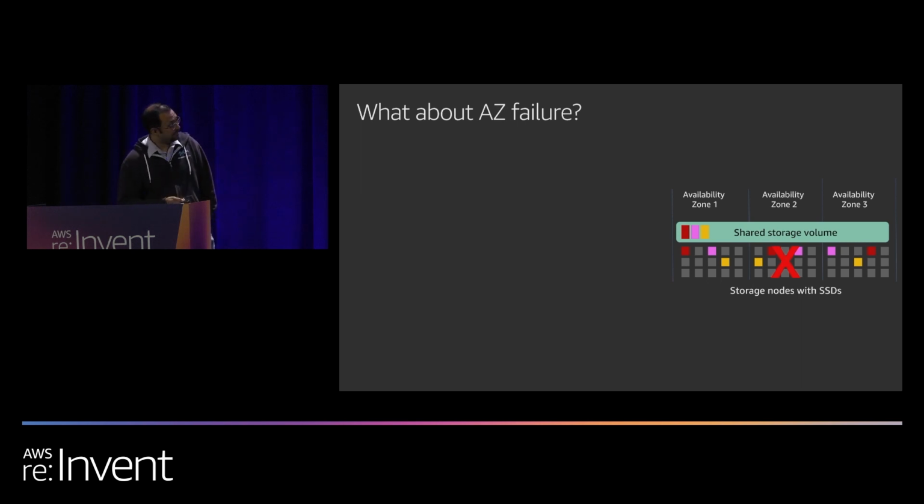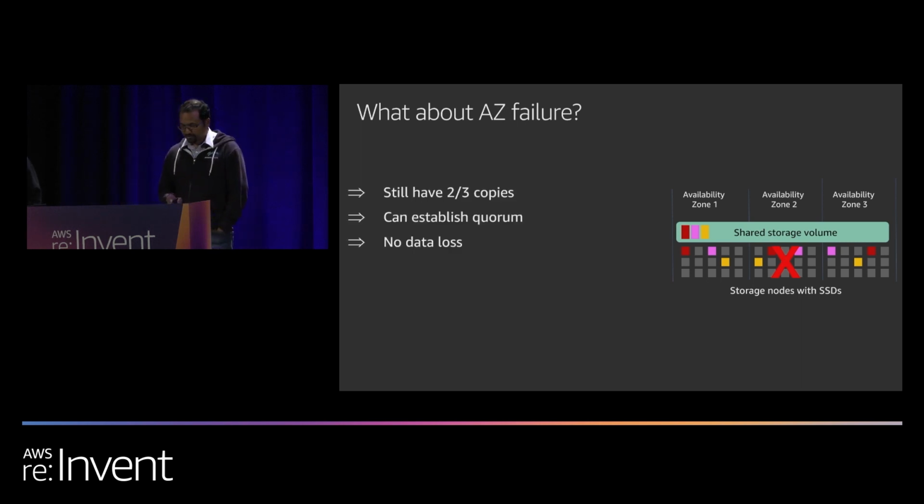What about the AZ failure? There are still 2 out of 3 copies because each AZ contained 1 copy. There are 2 more availability zones that are up. So you have 2 out of 3 copies. You can establish quorum. There's no data loss.